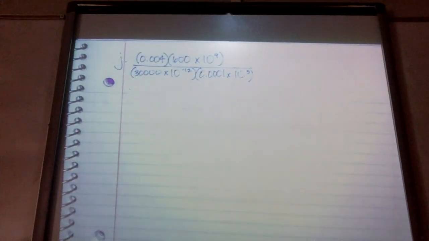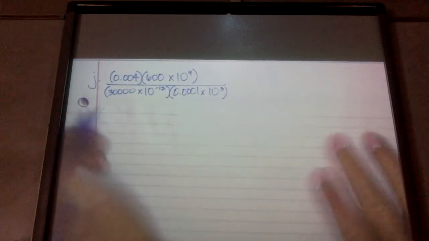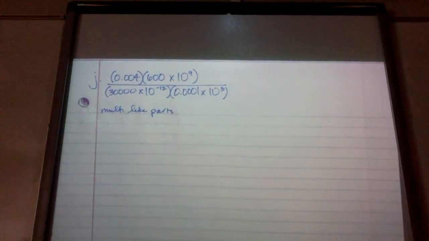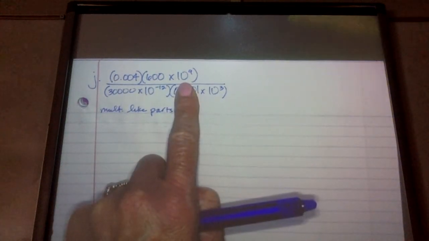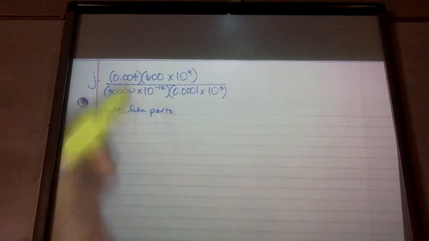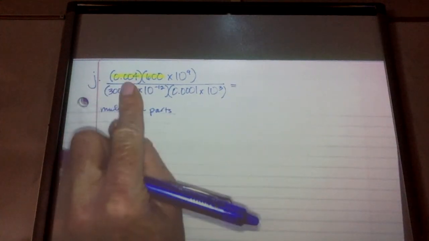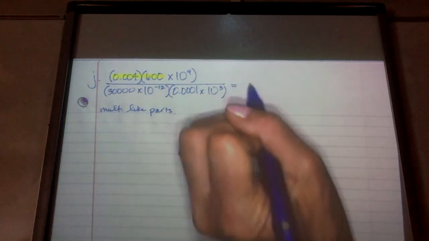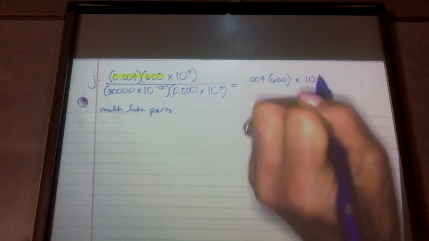Okay. So the first thing I'm going to do is simplify the top and the bottom by multiplying like parts. So if I just look at the top, I can't multiply this decimal times 10 to the 9th because they don't have the same base. But I can multiply these two. And so using my calculator, I'm going to multiply 0.004 times 600. And then I'm going to keep the 10 to the 9th.